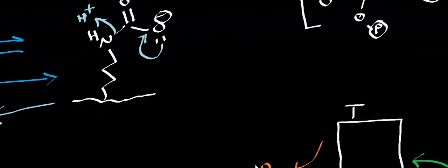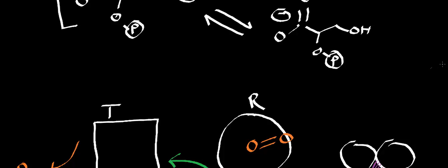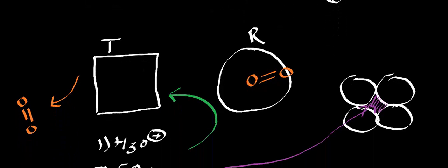So in the next video, we'll go into more detail on the T and R states, and we'll talk about cooperativity in hemoglobin.